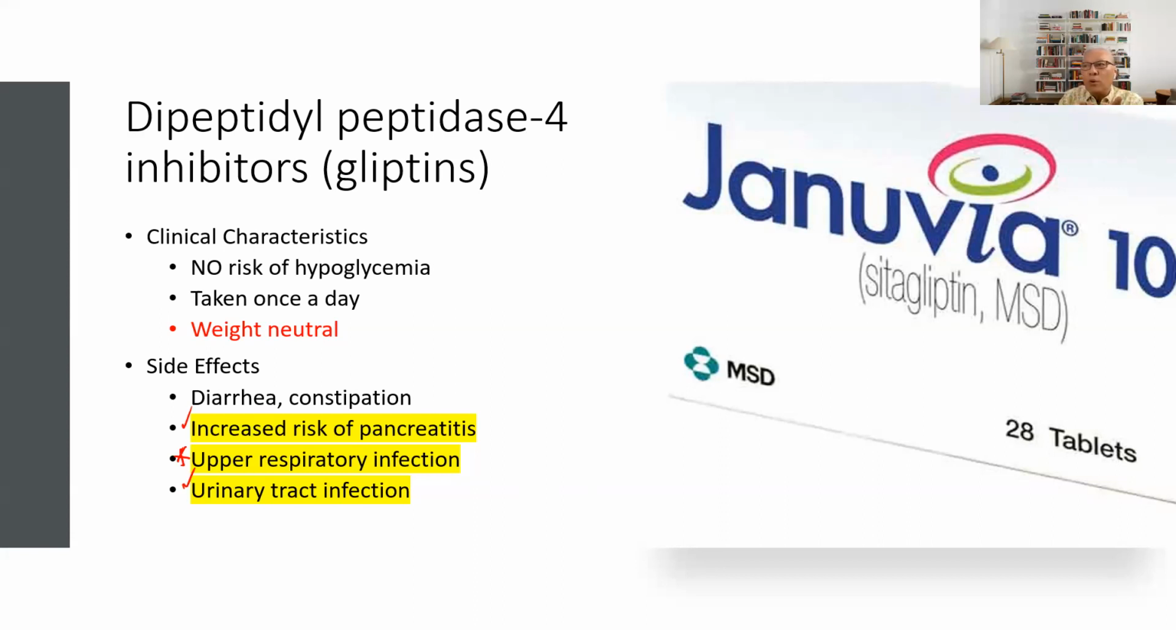Okay, so DPP4 inhibitors, along with your biguanides, do not have a risk for hypoglycemia.